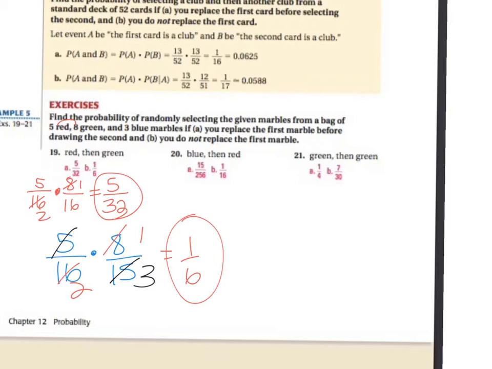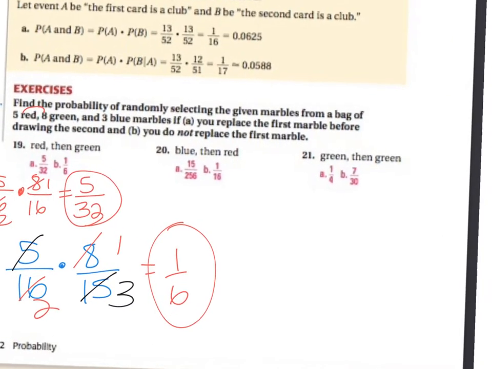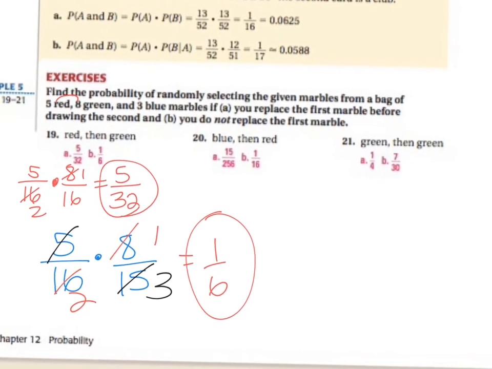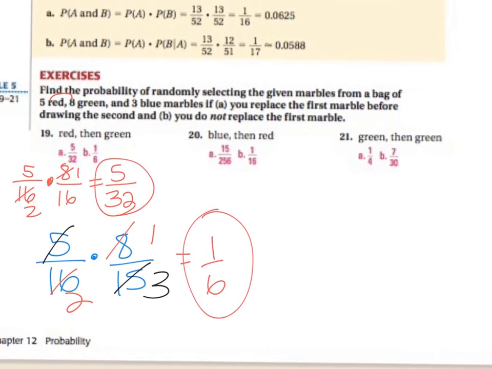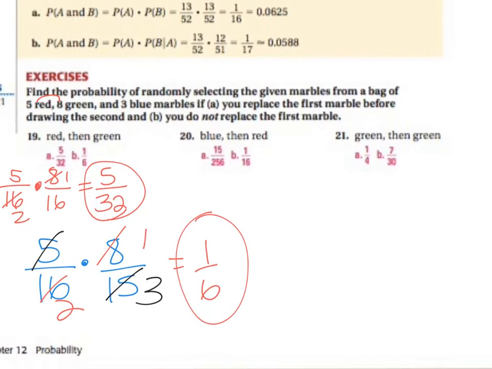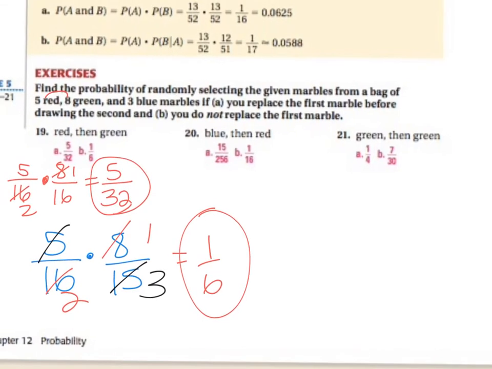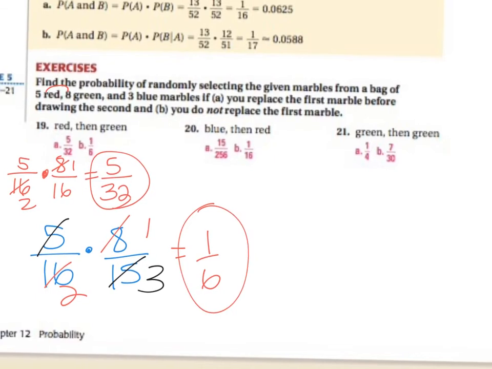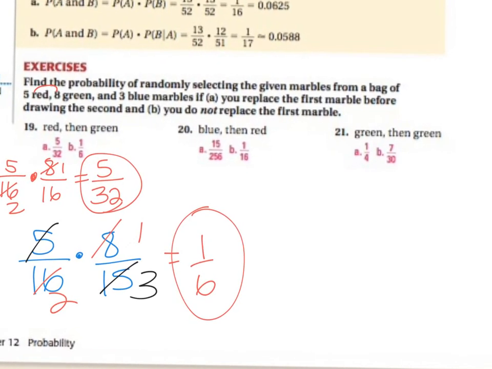And then same thing for red, then blue. So the blue, I would figure out what it is. With replacement, the blue was 3 out of the 16, and then the red would have been 5 out of the 16. Multiply them. And then without replacement, it would be the same start, so it'd still be 3 out of 16, but then the red would be 5 out of 15.